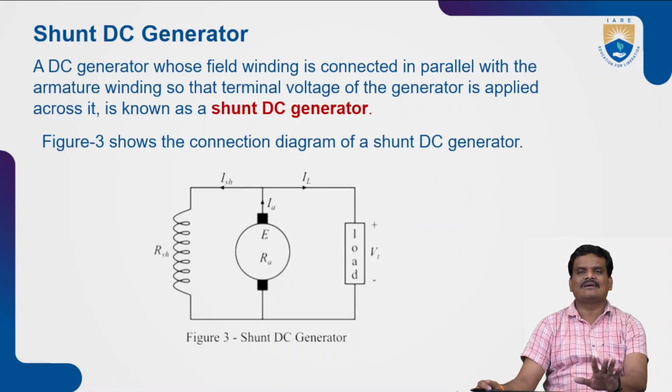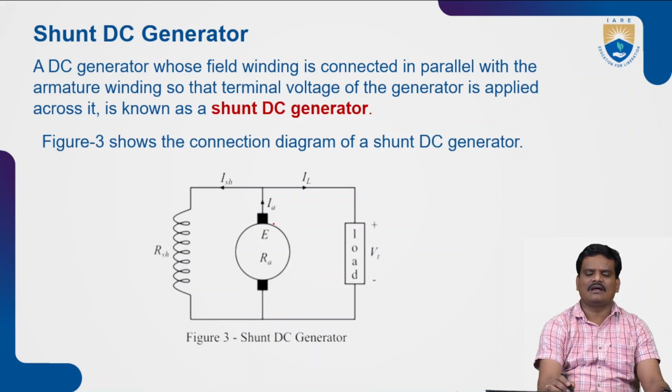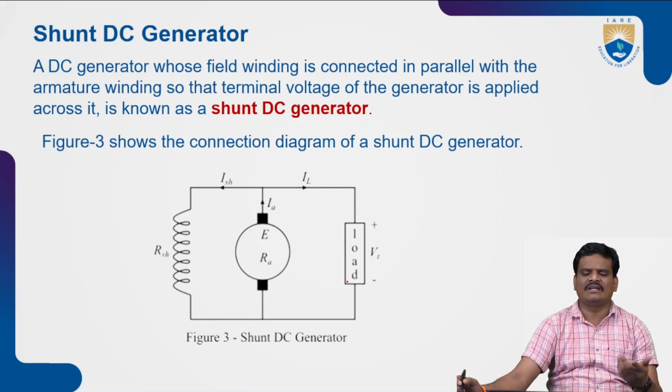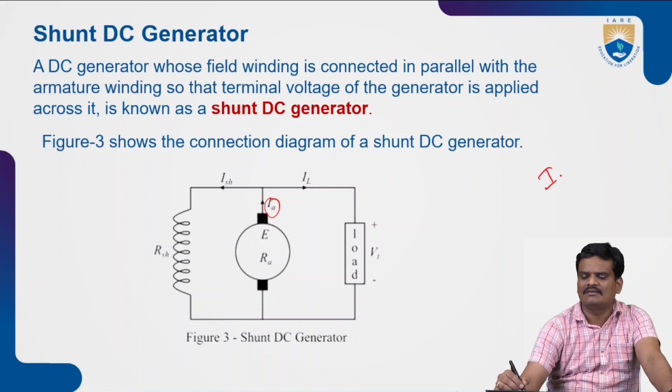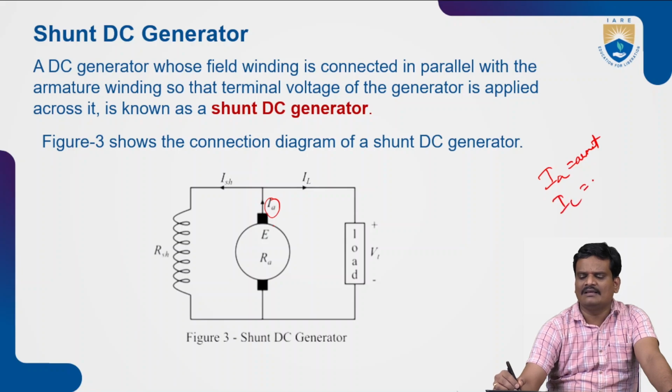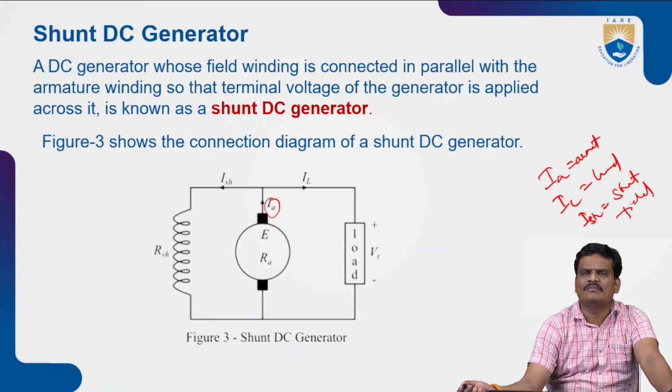So this is the general connection diagram representation of a shunt DC generator, where the generator armature terminals are connected in parallel with the shunt field winding as well as the load. By using this, we need to derive the expression. You can see here IA is the armature current, IL is the load current, and ISH is the shunt current, or else it can also be called the shunt field current.